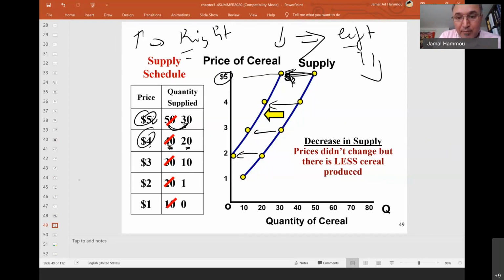The price stayed the same, but the quantity changed. So that is not a change in quantity supplied. That's a change in supply. When the companies are producing less at each price, that's a decrease in supply. It's shifting the supply curve to the left. So remember, shifting to the left is decrease, shifting to the right is increase. That's the one thing you have to remember.